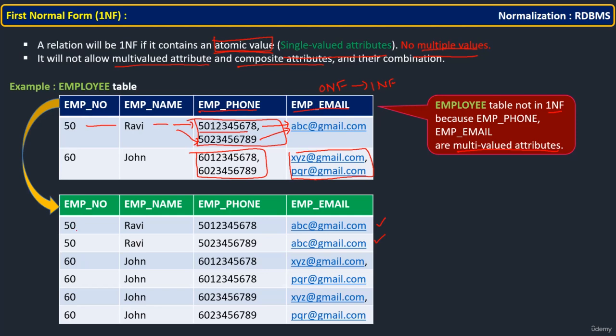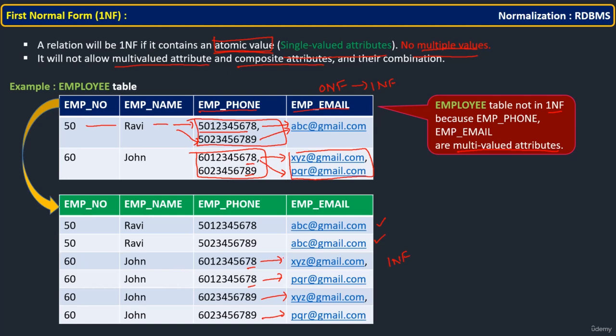Though employee number 52 appears two times, there is no multi-valued attribute. When you come to John, this phone number goes with this mail ID and with this mail ID, the last number 78, with XYZ one time and with PQR another time. And then the same thing for 89. It is like a Cartesian product. This modified table is in the first normal form because you can observe that every cell has only an atomic value. There is no multi-valued attribute.